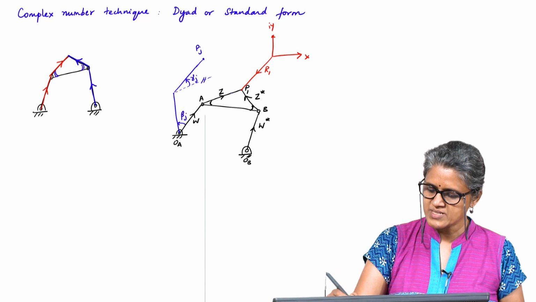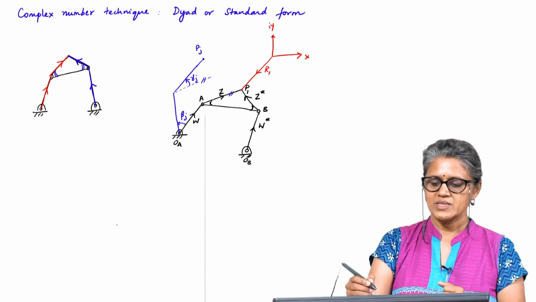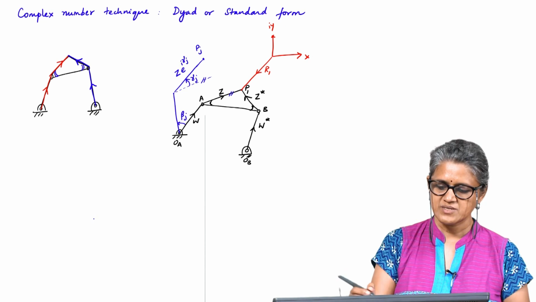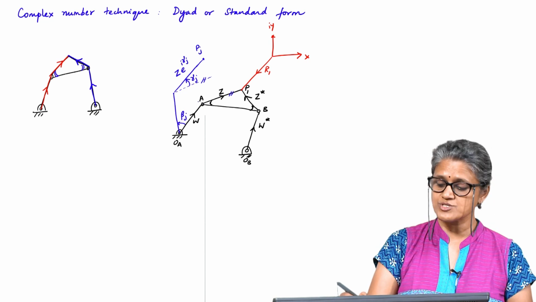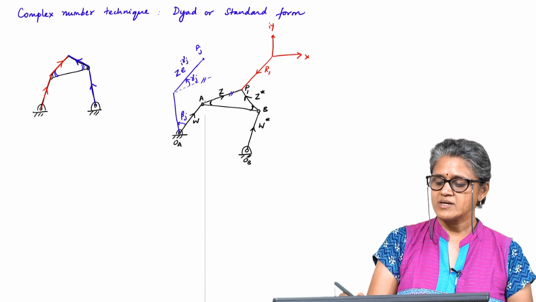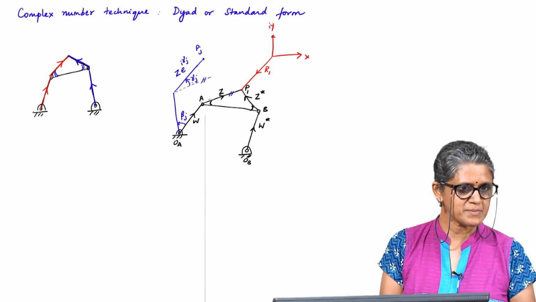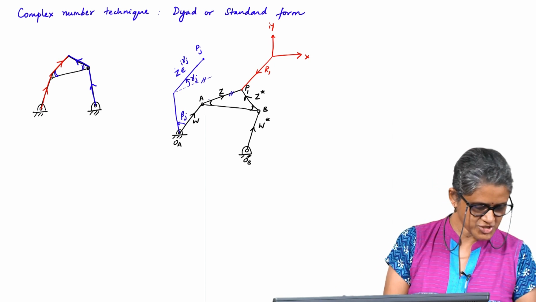So, these two lines are parallel. Okay. So, this vector Z has rotated by gamma j. If this is gamma j, this is the original position, this is the original definition of that vector. I have rotated it by gamma j. So, this is Z e power I gamma j.